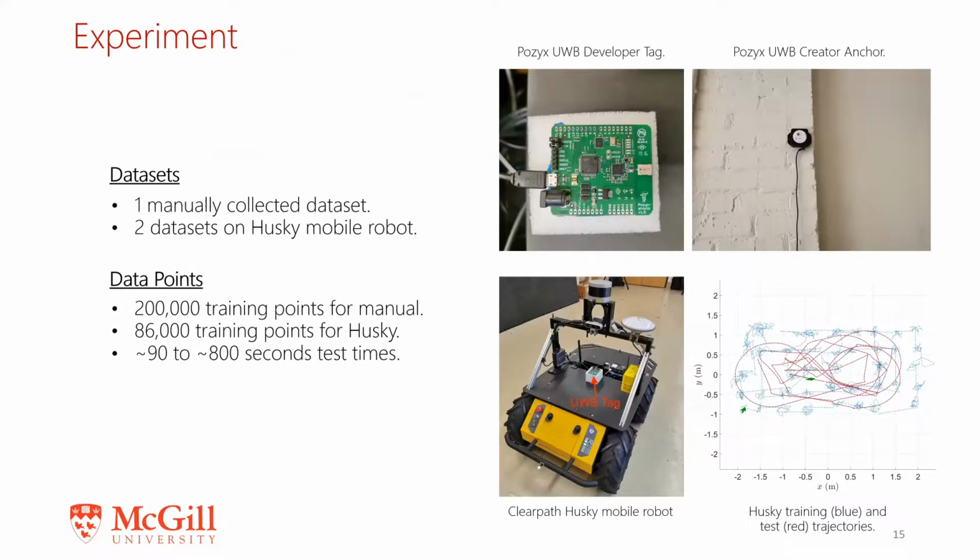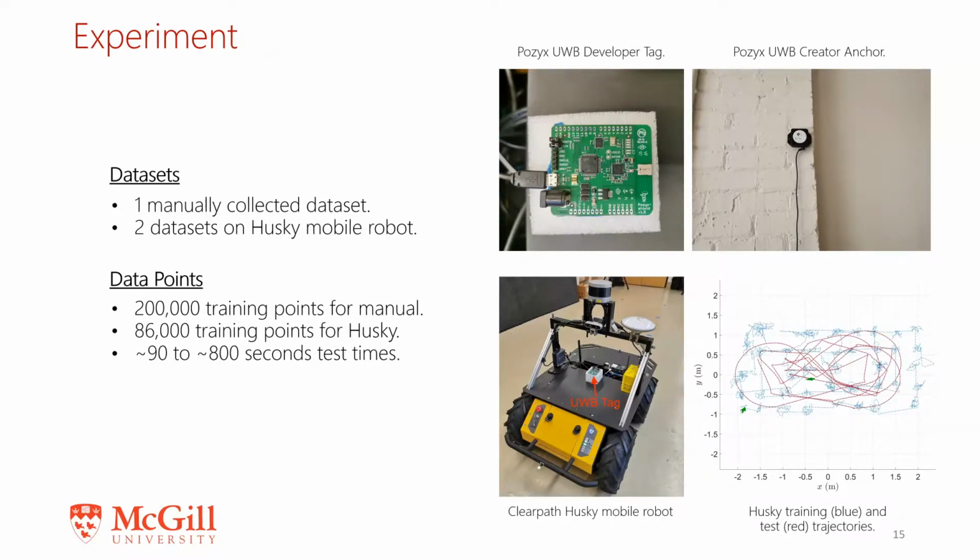This method is validated using 3 datasets collected in our lab. We used the POSIX developer tag and the creator anchors, which are pictured on the right. One dataset was collected manually by moving and rotating the UWB tag on the ground, and 2 others were collected on a ClearPath Husky mobile robot, which can be seen in the photos. An example of one of our Husky dataset trajectories is also pictured.